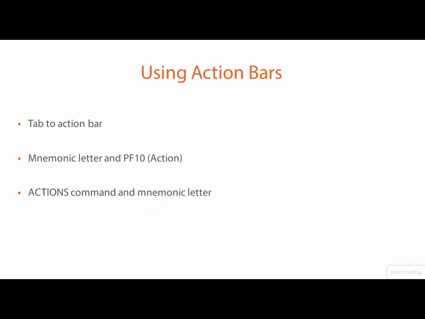We can use the action bars, as we mentioned in the last module, where we can tab to the action bar, and then we can use the choice from the drop-down menu, or we can select the mnemonic character that's been assigned to the particular action, and then use PF10 if it's been defined as an action character. So in those cases, we're able to use that mechanism in the drop-down menu to jump directly to the panel that we want. And of course, we also have an actions command with the mnemonic letter that will allow us to do the same things.